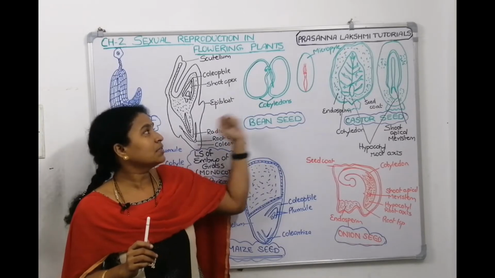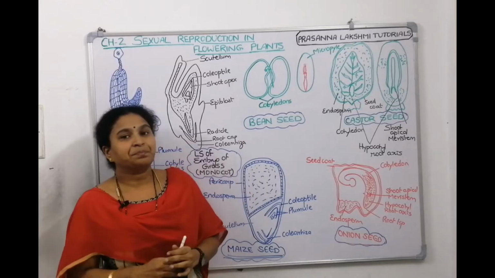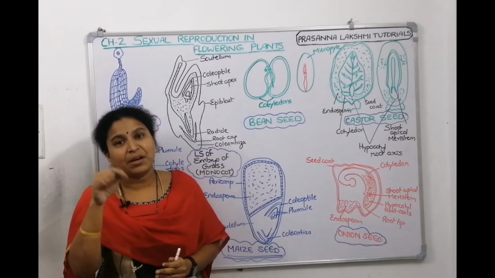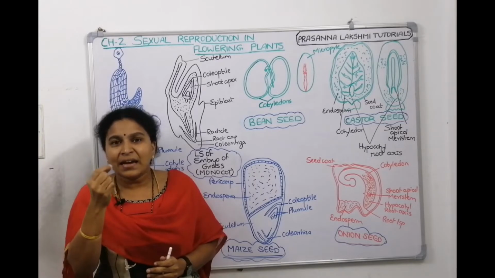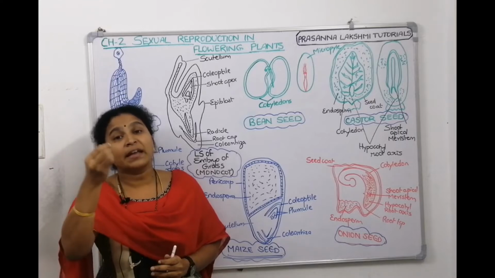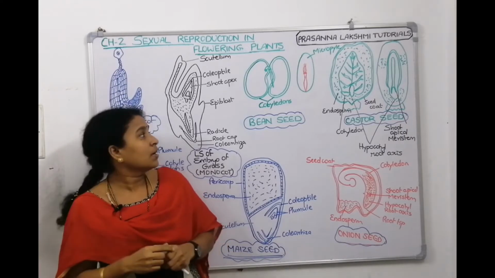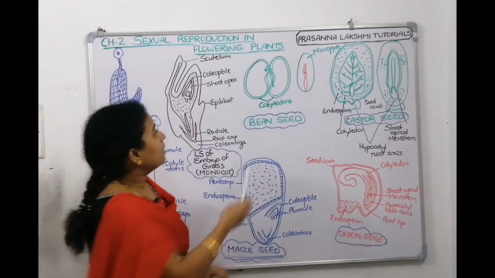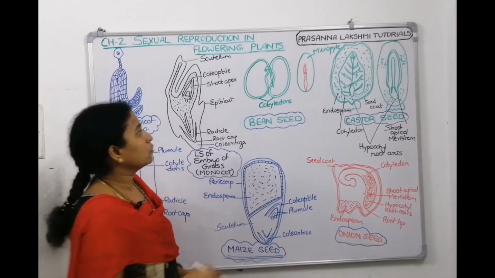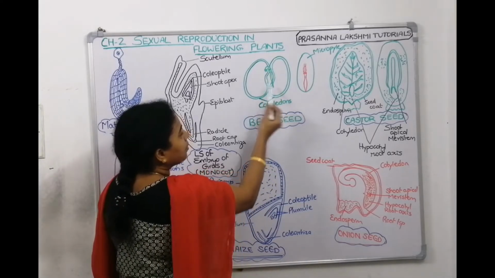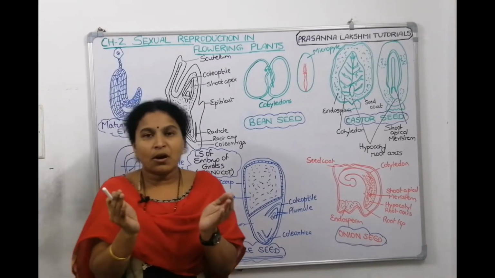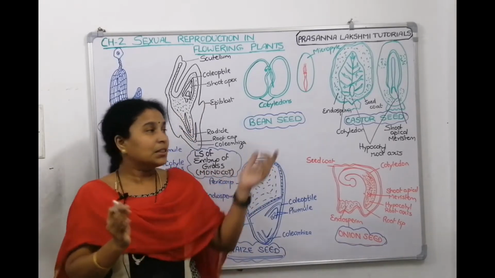This is the testa, this is the tegma, and inside it has a depression. In that depression, a white colored scar will be there, which is called the hilum. And there itself, in that depression, there is the micropyle also, through which the seed will take oxygen and water. Here I tried to show the embryonic axis, the radicle and the plumule. Now, when you open the cotyledons in the bean seed, we see this view.